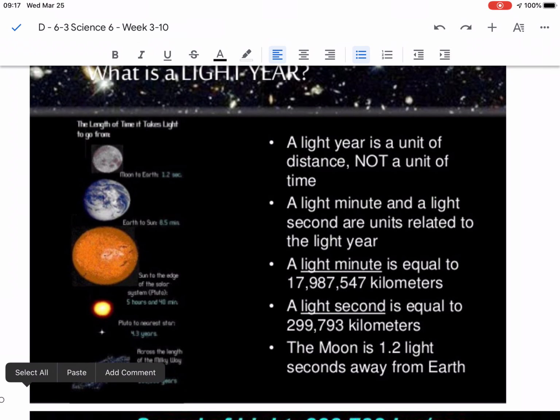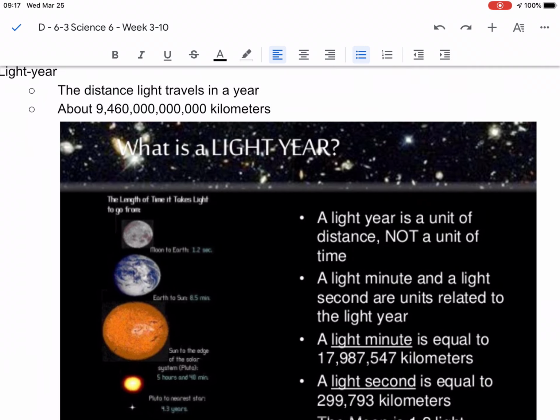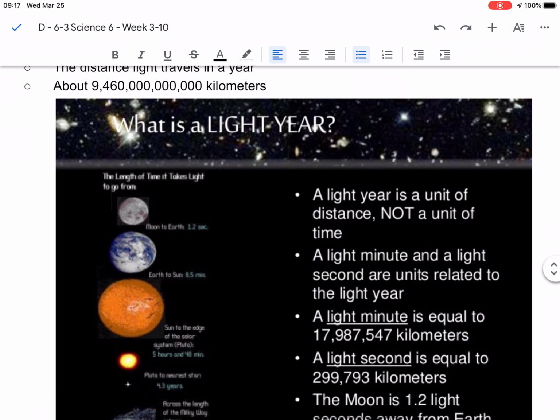A light year is a unit of distance, not a unit of time. Okay, we can do a light year, a light minute, a light second, but basically those are the distance light travels in that time frame. So a light year is the distance light travels in 1 year. That happens to be that number, 9,460,000,000,000,000 kilometers away in 1 year.